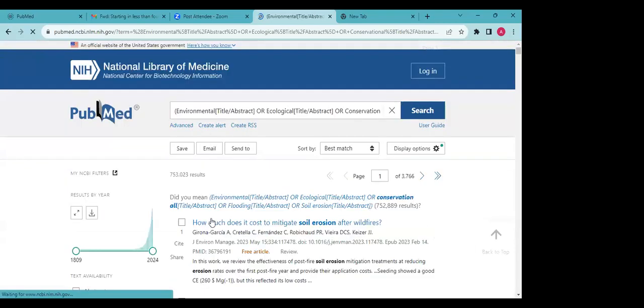Yes, I have run the search and it has given me 753,000 plus studies, but that is just one concept. Remember, I said that with systematic reviews, we are going to search concepts separately and then combine them with a Boolean operator. And so that is my search. It's now in the history. It is saved in the history.